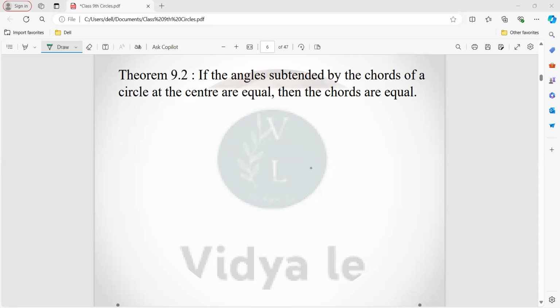In the last session, we started chapter 9, Circles, of class 9, of which we have already completed till theorem 9.1. Now, we'll revise theorem 9.2. For theorem 9.2, there is no need to prove the theorem. We just need to understand what is given in the theorem.